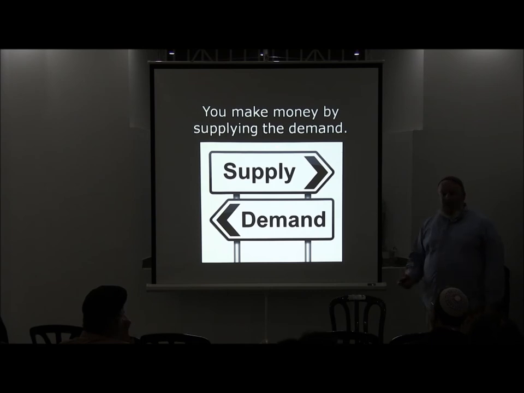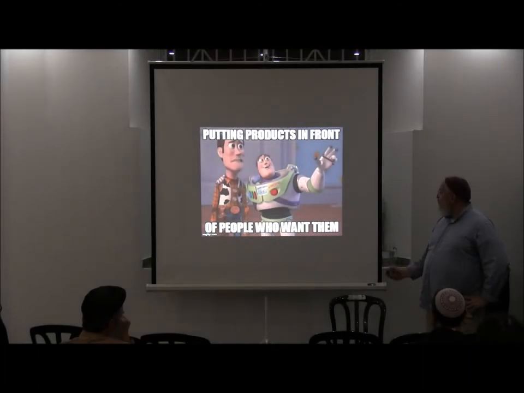You make money by supplying the demand, right? In the beginning of the class, maybe it wasn't so clear. Now I hope it's getting clearer and clearer what I'm talking about. And you don't have to make anything. The demand is already there. Your job is to find a quality product that somebody is going to buy, for as cheap as possible. And we do that by putting products in front of people who want to buy them. That's internet marketing in a nutshell, right there.